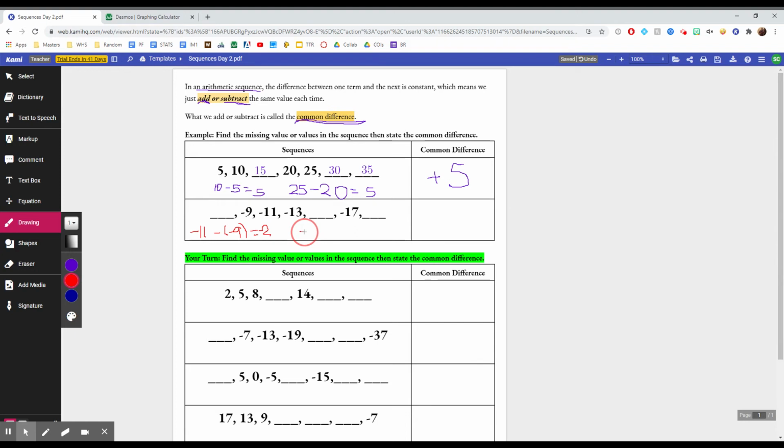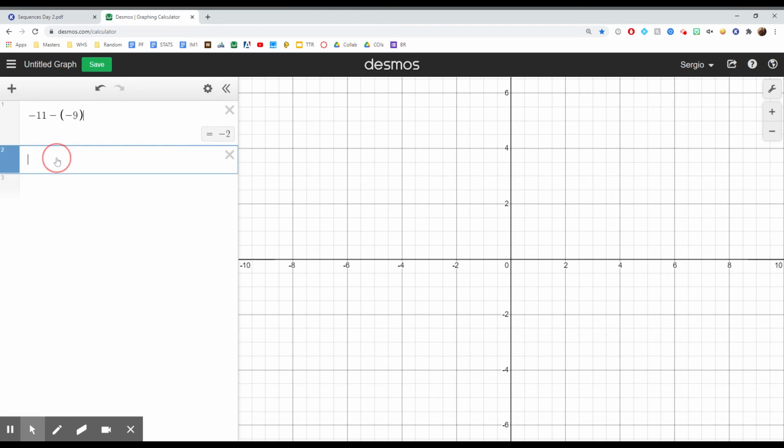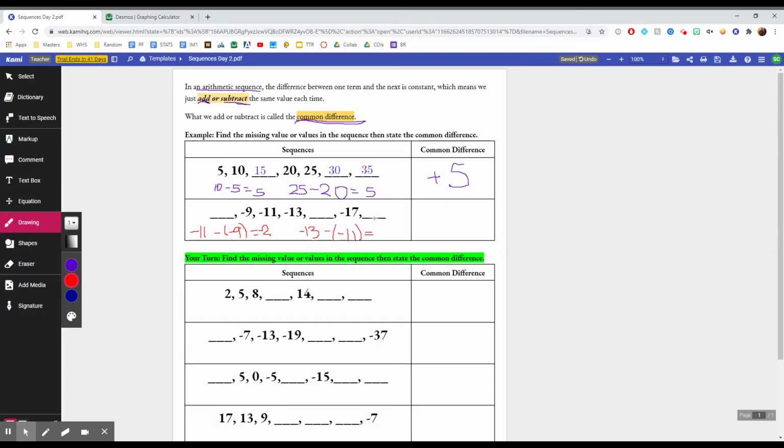So negative 13 minus negative 11, and I'm just going to go to decimals to be on the safe side. Negative 13 minus negative 11 gives me negative 2. The same number, which means that my common difference is subtracting 2. So we are taking away 2, and I'll put negative 2 here.